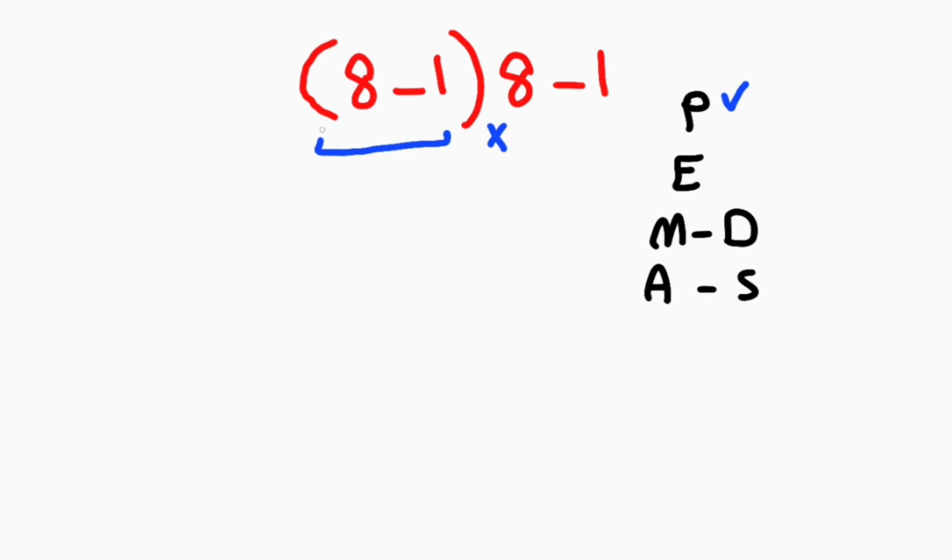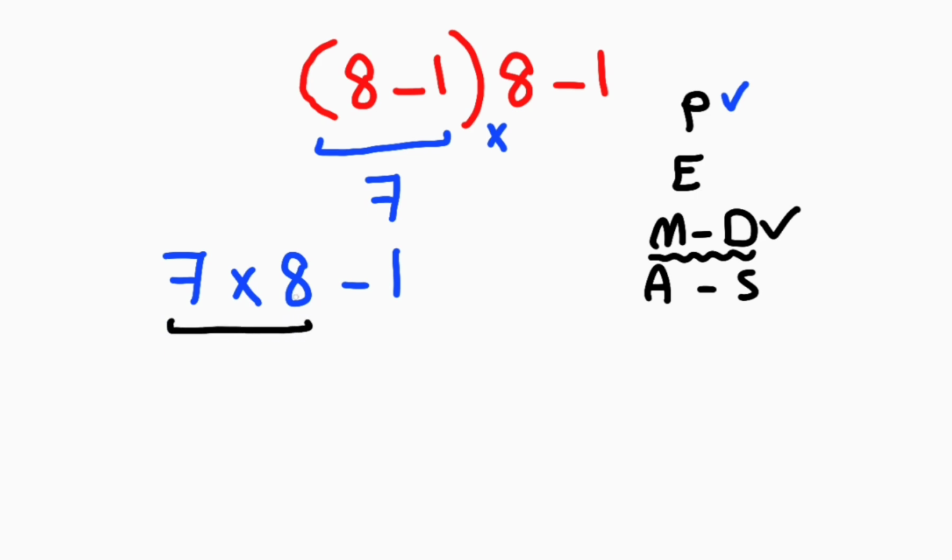Now, start with these parentheses. 8 minus 1 gives us 7. Let's rewrite the expression. We have 7 times 8 minus 1. Now, in the next step, we have 1 multiplication and 1 subtraction. And as we know, multiplication and division have equal priority and higher priority than addition and subtraction. So we have to start with this multiplication, not this subtraction.